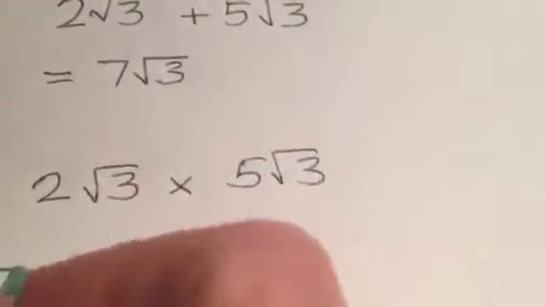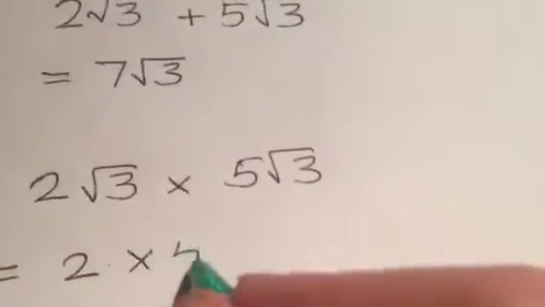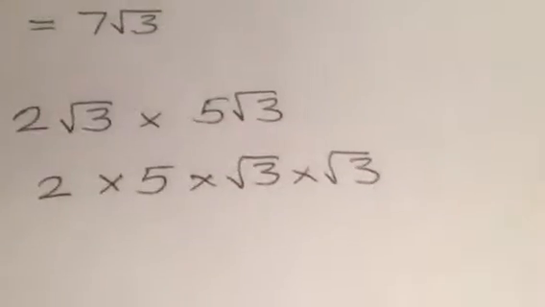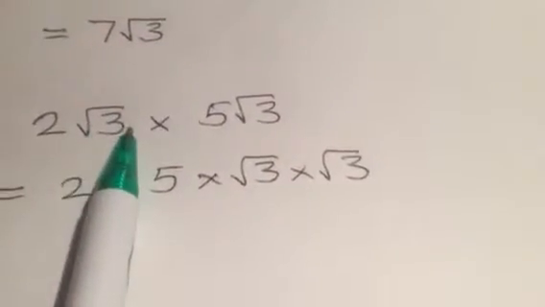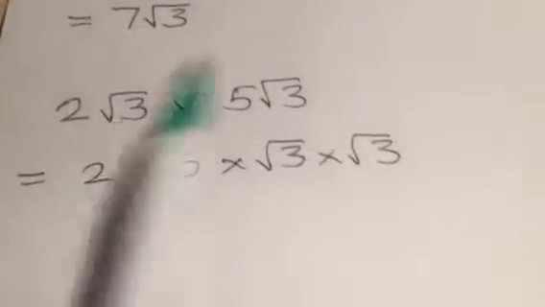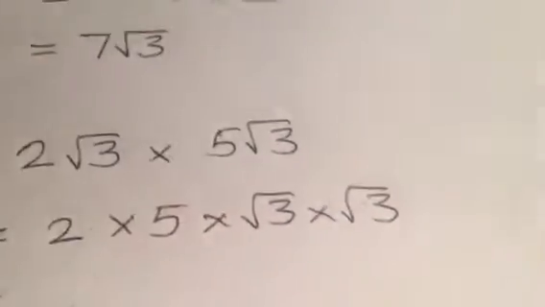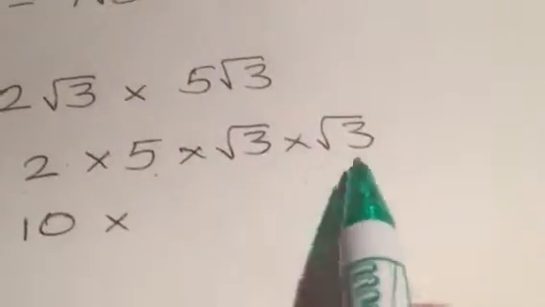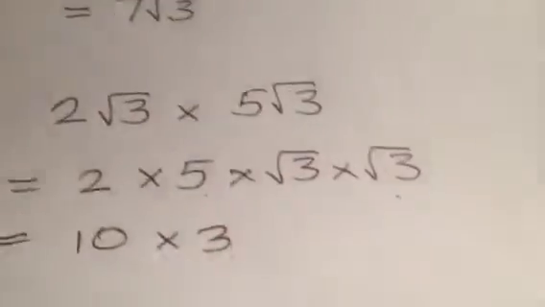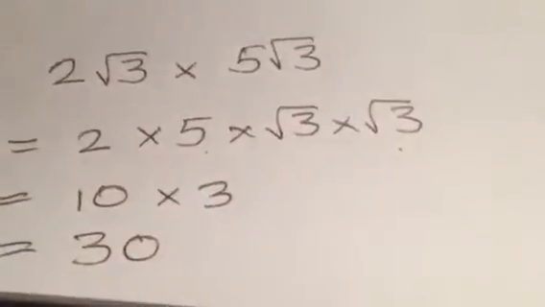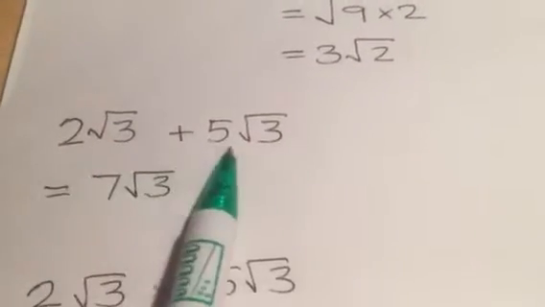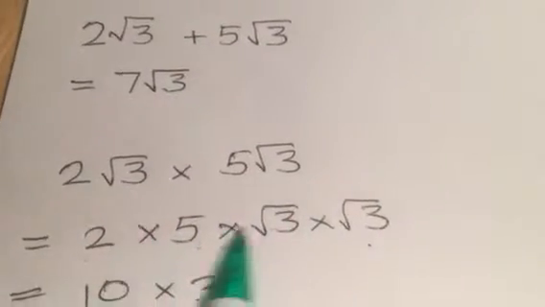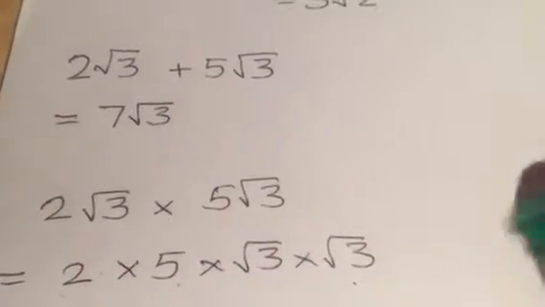The easiest way to do that is to do 2 times 5 times root 3 times root 3, because it doesn't matter what order I multiply in. So 2 times 5 first, and then multiply by that root 3, multiply that by that root 3. And that way you'll remember that it's 2 times 5, so it's 10. Root 3 times root 3 is just 3, so 10 times 3 gives me 30. So when you're adding, 2 root 3 plus 5 root 3 gives me 7 lots of root 3. When you're multiplying, you need to remember that you multiply the whole thing.